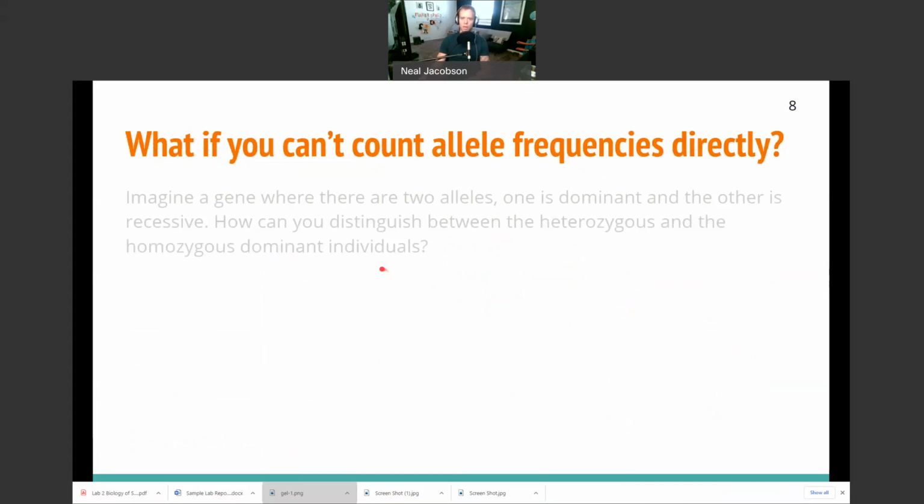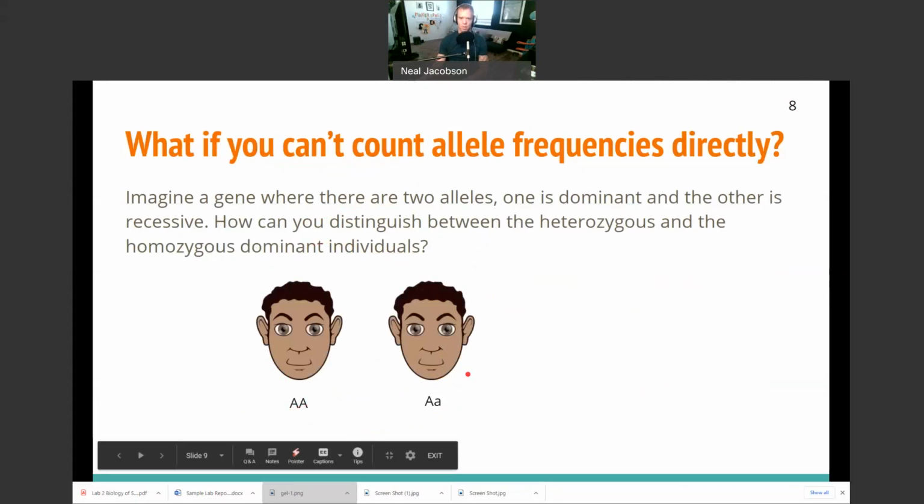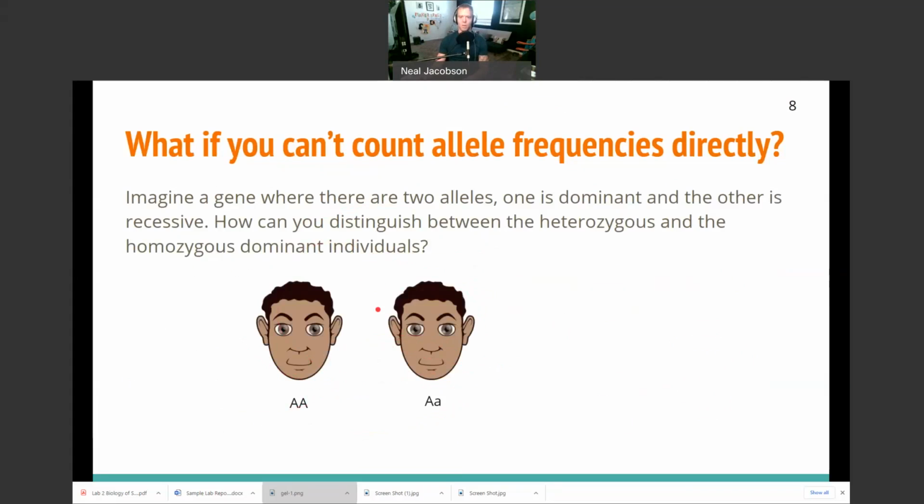Okay, so what do you do if you can't count allele frequencies directly? That's the last paragraph on this first side of our note sheet. Now imagine that counting alleles is more challenging because one of the alleles is expressed with complete dominance. What does that mean? Well, that means there are going to be 2 genotypes that have the same phenotype. The heterozygous individual and the homozygous dominant are going to have the same exact phenotype. Look at them. They both have big heads. Well, how are we going to count those allele frequencies? If we go out in the population and see a big-headed person, we're not going to know.